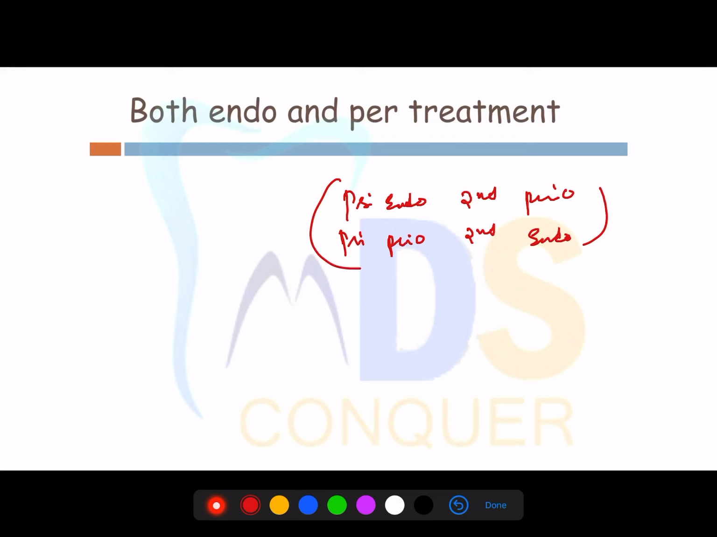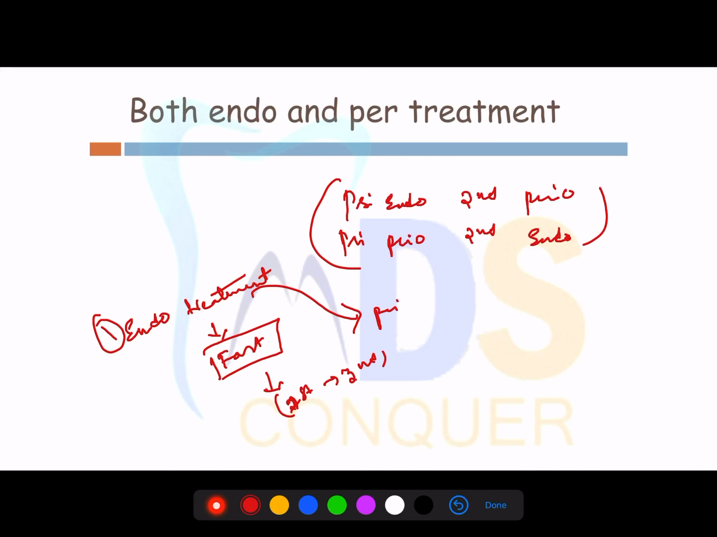Preferably, what most of the studies say is that when you have an endoperio lesion, make sure you complete the endo treatment first, because the prognosis for the endo treatment will be fast. Root canal can be done in a single appointment or in one or two appointments, but for the periodontium to regenerate or reverse the bone loss, it's going to take lots of time, right? So endodontic treatment has to be done first, followed by the periodontal treatment in most of the cases.